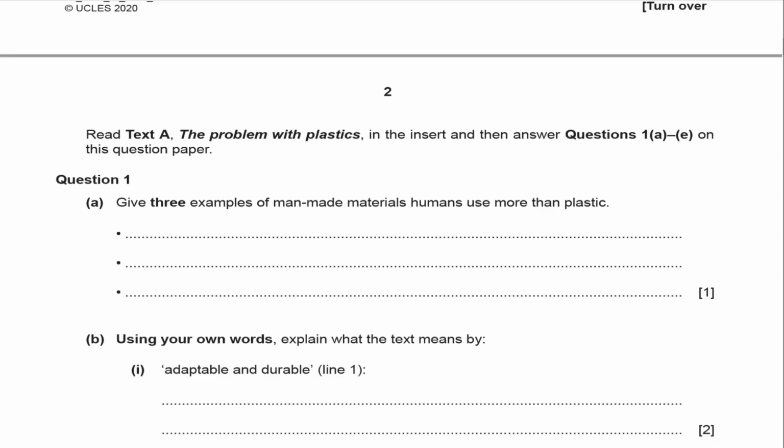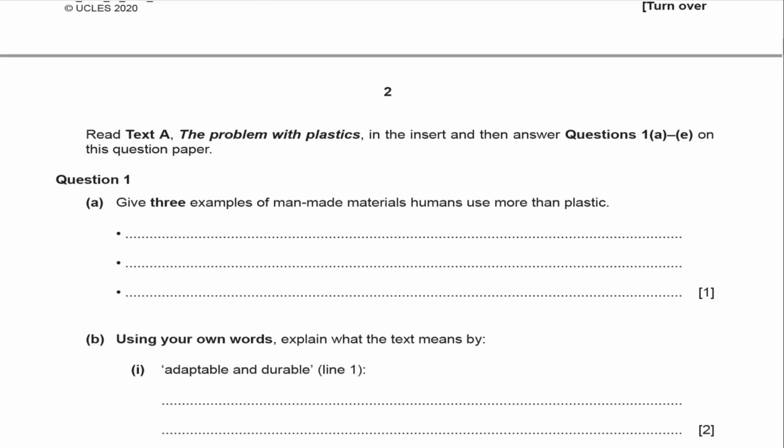Hey guys, so let's have a quick run through of this paper 1. Text A is titled The Problem with Plastics. If you want to have a go at this paper, I will link it in the description box below. As mentioned before, this is not going to be a complete walkthrough. I think I have 2 or 3 already on my channel. It's just going to be a quick run through what you should do for each question and what pitfalls you should avoid.